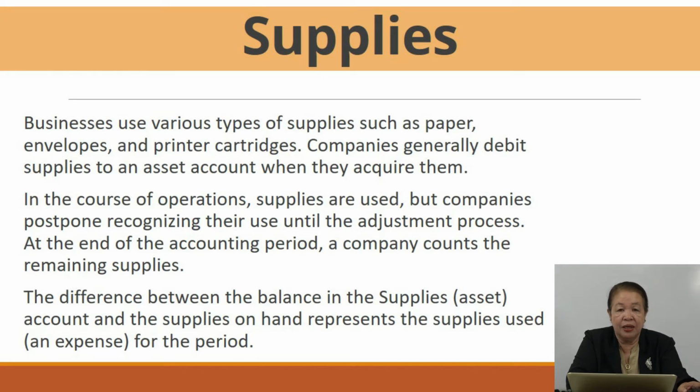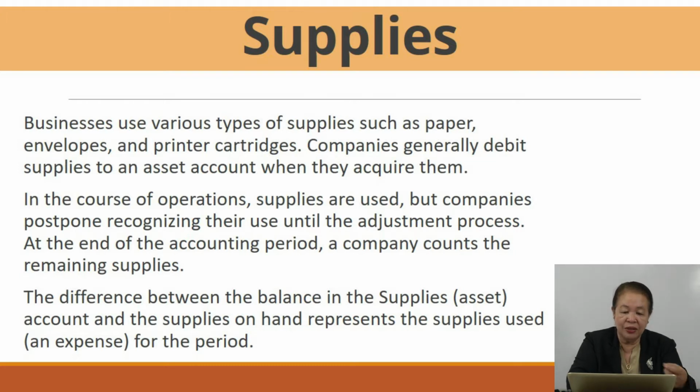Supplies. So, ano bang pakinabang natin sa supplies? They are used in the ordinary course of business. So, ano yung mga supplies na yan? Example, the papers, the envelopes, printer cartridges na ginagamit natin. Ito yung mga ball pen, mga eraser, ito yung mga consumable sa opisina. Okay. So, anong gagawin natin for the supplies? Debit supplies, to the asset account when they acquire them. Kasi hindi pa siya gamit, kaya asset pa.